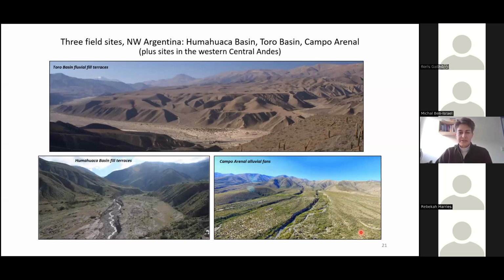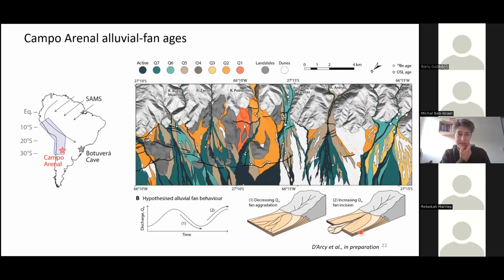So as I mentioned, I'm going to focus on 3 sites where my group has been working over the last several years: Toro Basin, Humahuaca Basin, and Campo Arenal. So I'd like to start with Campo Arenal. This is where Mitch Darcy has done his postdoc work. There are a series of alluvial fans along the western flank of the Sierra de Aconquija. And Mitch mapped these out beautifully, and he dated a number of these different fan lobes using beryllium-10 exposure ages on boulders on those fan surfaces.